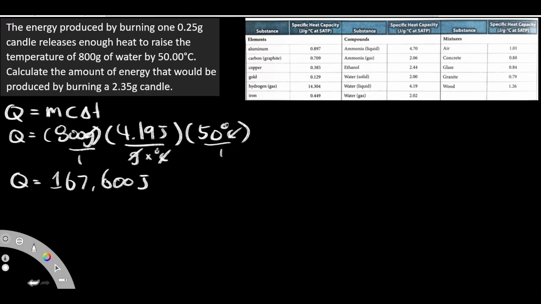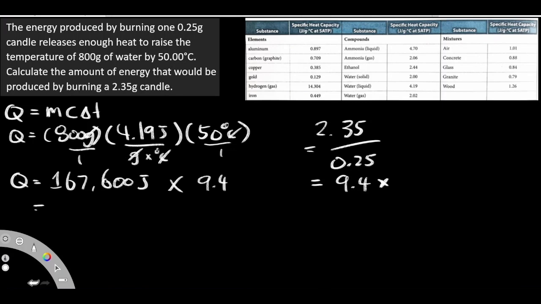Now that we have that, this is our value for our 0.25 gram candle. But we're trying to look for 2.35. How much bigger is this 2.35? Well, a simple way is just get your bigger value and divide it by the smaller value, and then you can pretty much find out how much bigger that is. So you just do 2.35 divided by 0.25, you get 9.4. So you just get 9.4 times bigger. So this value here, we just have to multiply it by 9.4.